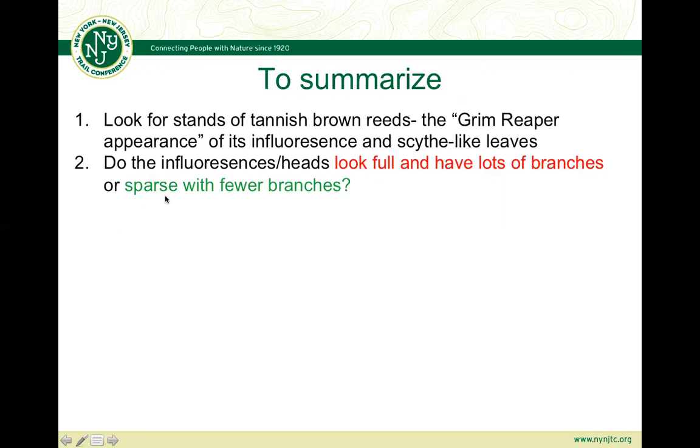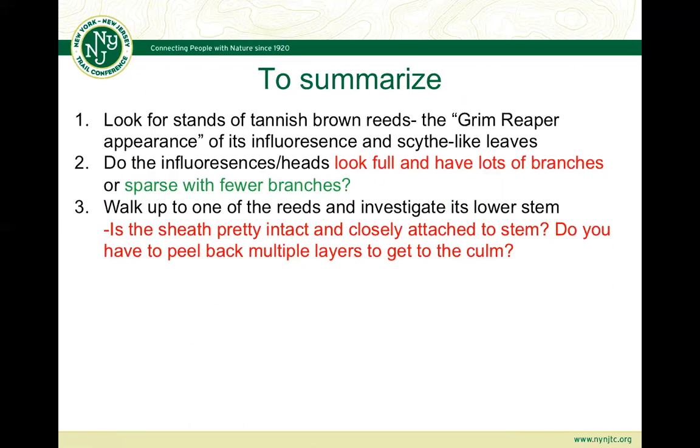However, if those inflorescences are a little bit sparser with fewer branches on the inflorescence itself, then it's maybe indicative of a native Phragmites. But again, you've got to look for other ID characteristics. So then I encourage you to walk up to one of the reeds and investigate its lower stem. Is the sheath pretty intact and closely attached to the stem? Or do you have to peel back multiple layers to get to the culm?